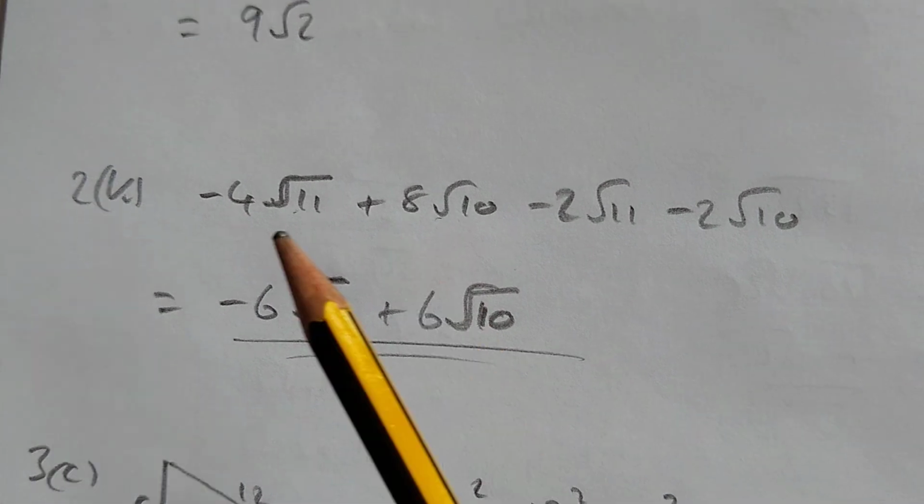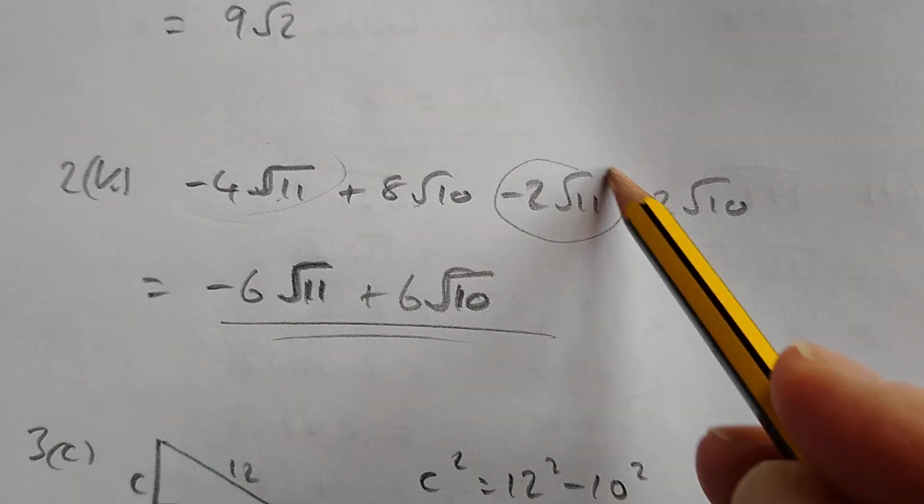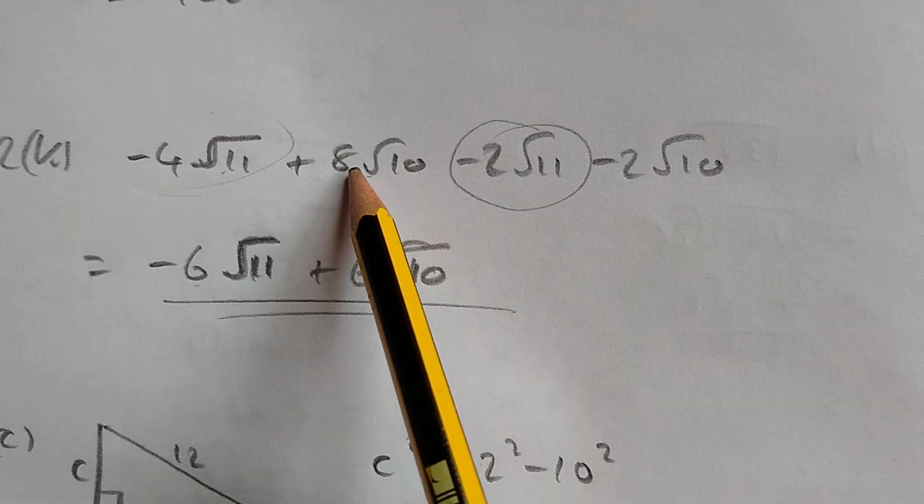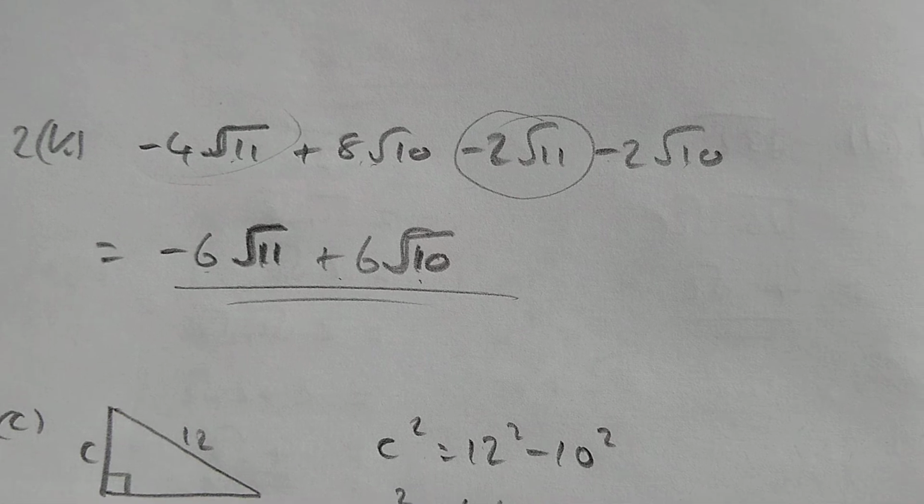Okay. So here, how many root 11s? Minus 4 root 11, minus 2 root 11. So we have minus 6 root 11. And then we've got 8 root 10 minus 2 root 10, which is plus 6 root 10.